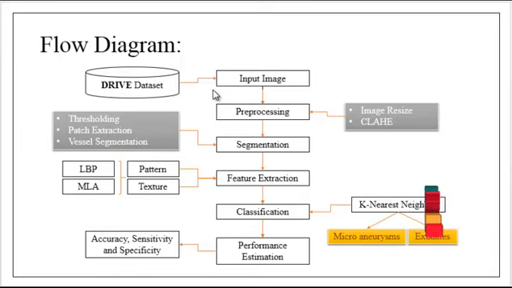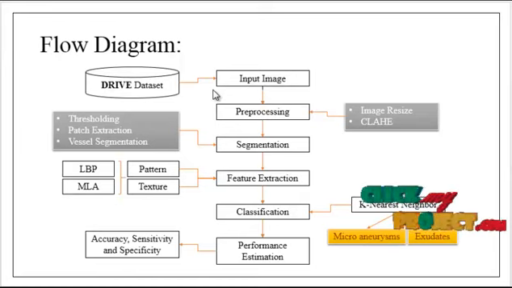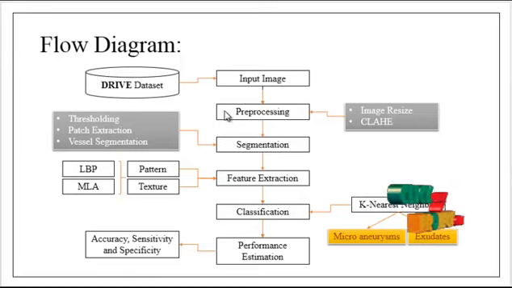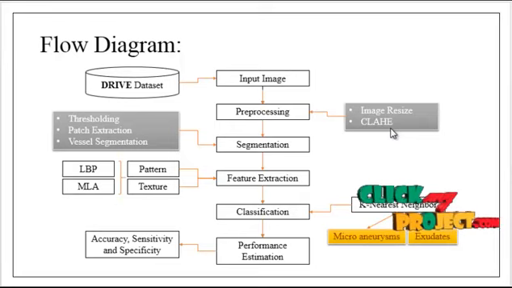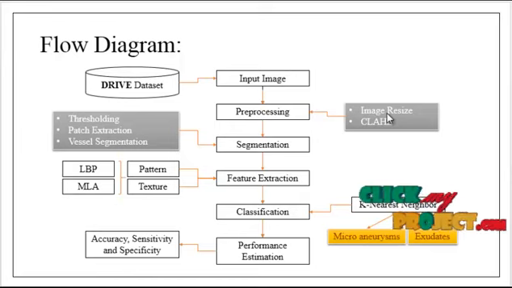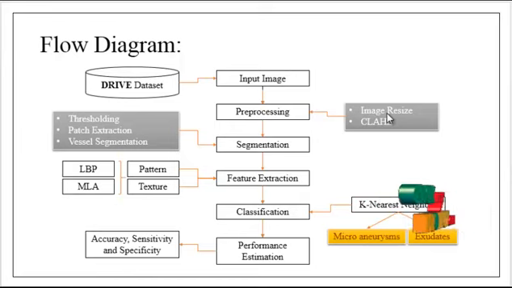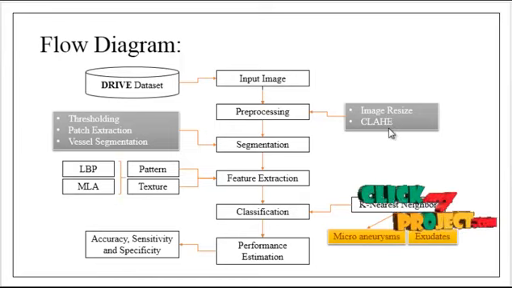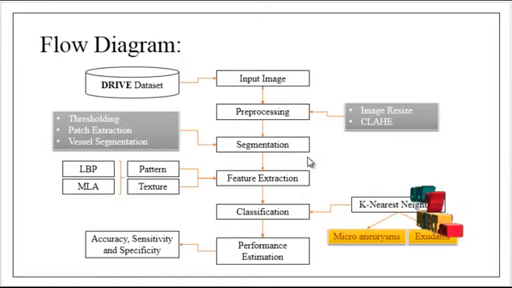After getting the input image from the dataset, we move to the next stage of the project, that is the pre-processing. In this pre-processing, we have carried out two steps. One is the image resize, and the other is the image enhancement by means of the CLAHE method. For image resizing, we resize the image to the size of 256 cross 256, which means the number of rows will be 256 and the number of columns will be 256. After doing the resize, we have enhanced the pixels by means of the CLAHE method.